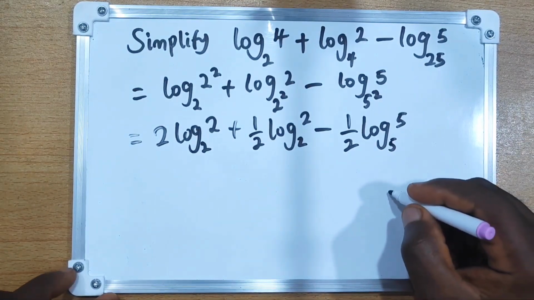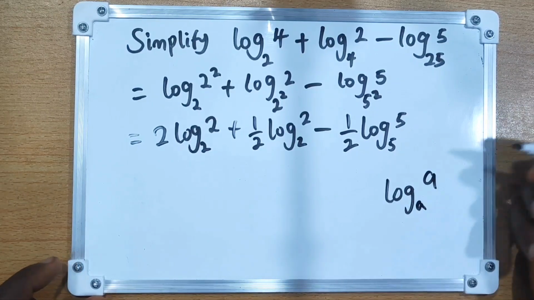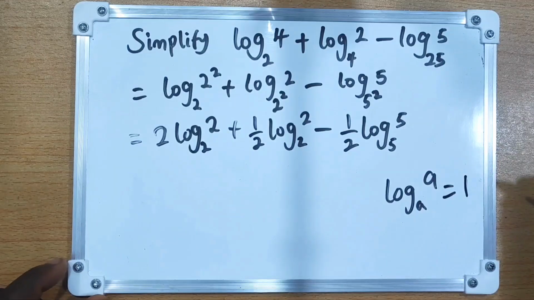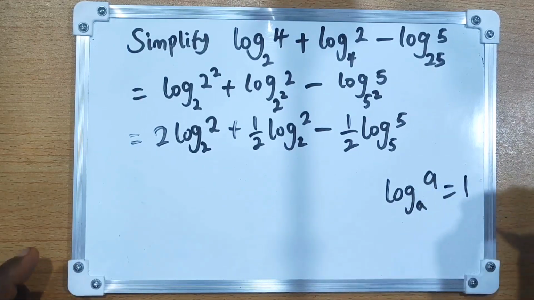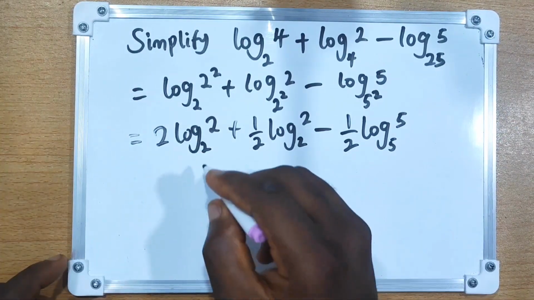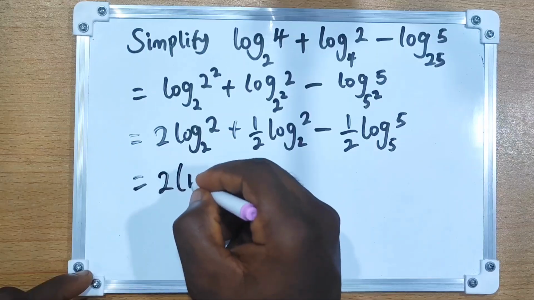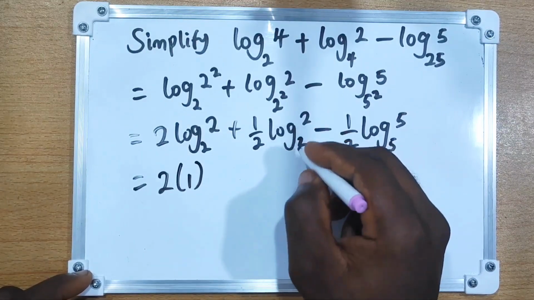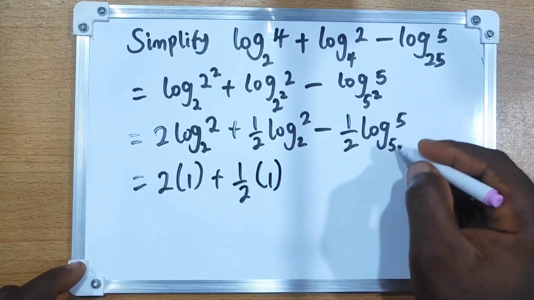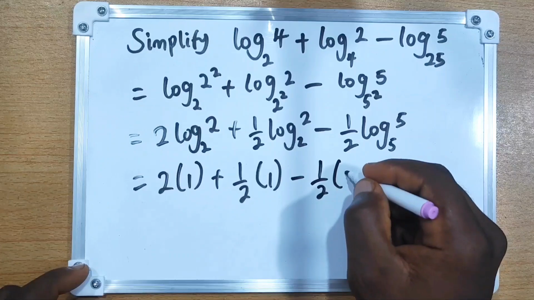Then there's a law in logarithm that also states that when the number and the base are the same thing, if I have log a to base a, the result is going to be 1. So when the number and the base are the same thing, the result is going to be 1 automatically. Applying that here, log 2 to base 2 is going to be 1. So this is like saying 2 times 1. The same thing here, plus 1 over 2 times 1. The same thing here also, log 5 to base 5, so minus 1 over 2 times 1.